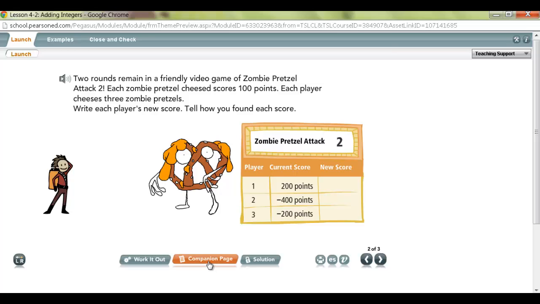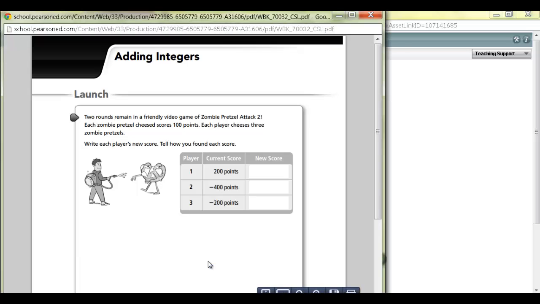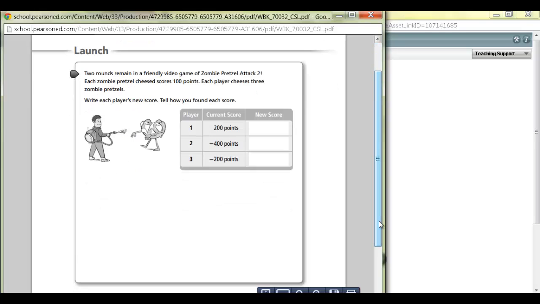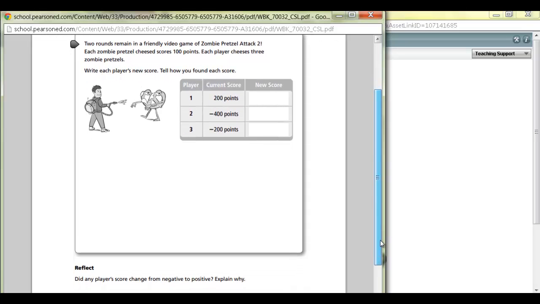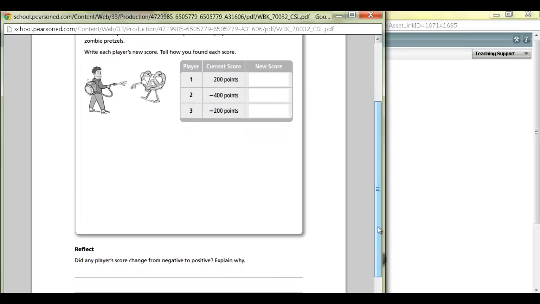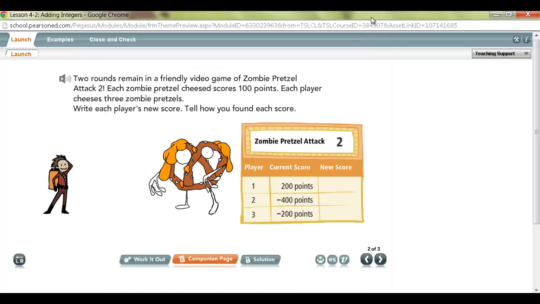Okay, so ladies and gentlemen, you're going to pull out your companion page or turn to it, and you're going to do the mathematical calculations to determine the new score for each one of the zombie pretzels. And as you look at those scores and you calculate them, please think about the reflection question: did the player's scores change from a negative to a positive? And if so, explain why this happens. Go ahead and pause the video at this time to answer.